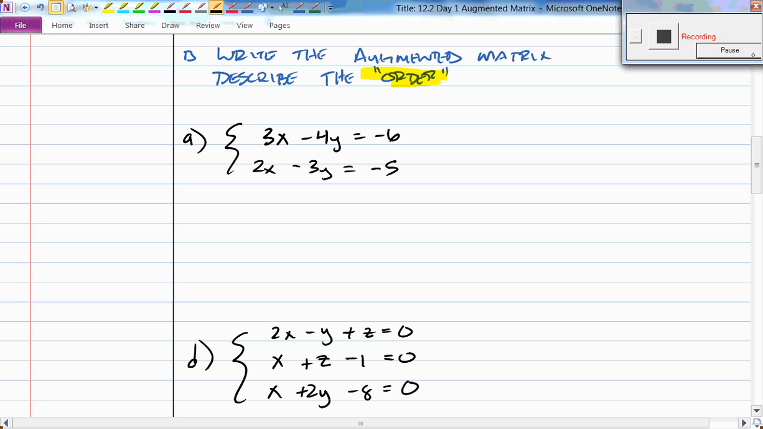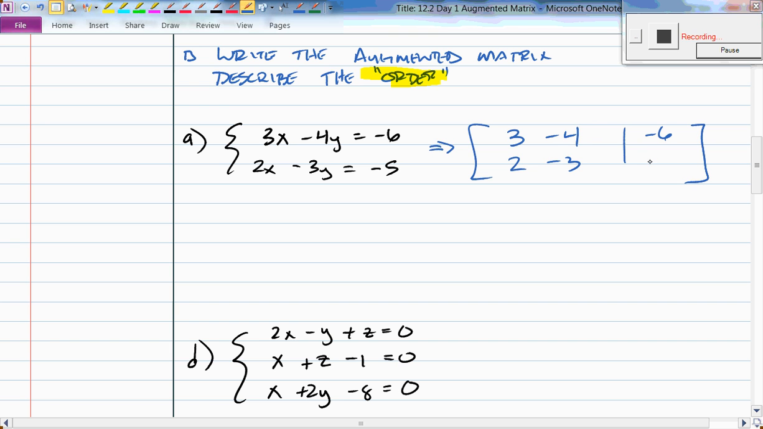All right, who's got it? Give me the first one. Somebody give me the first one. Let's talk about it. Let's get the augmented matrix for A. Nobody? What do you got? Give it to me. You did B. Anybody do A? What'd you get, Lalo? 3, -4, line, -6. Good. Then what? 2, -3, -5. Okay, great.